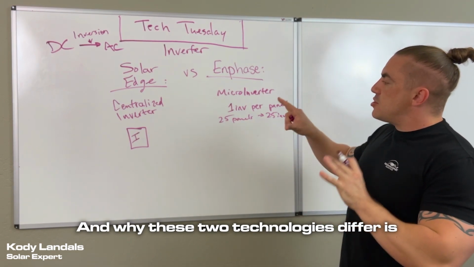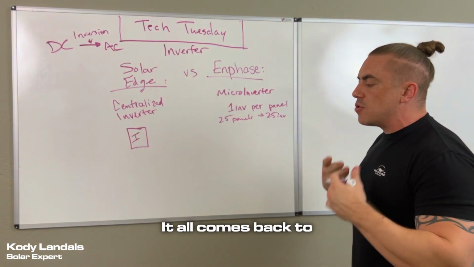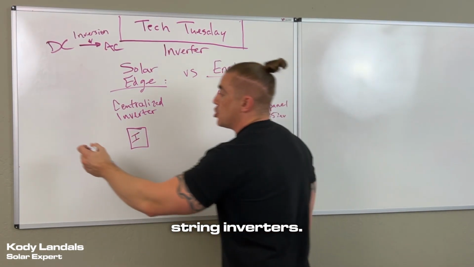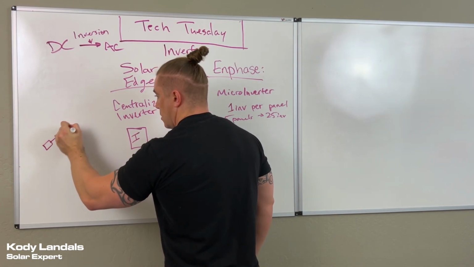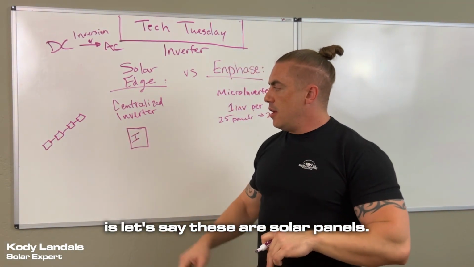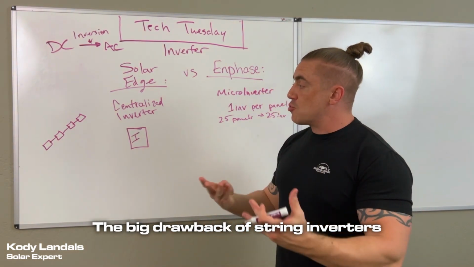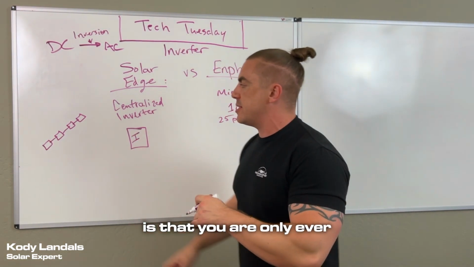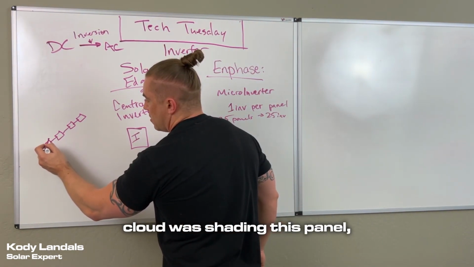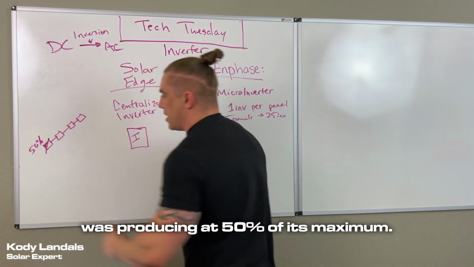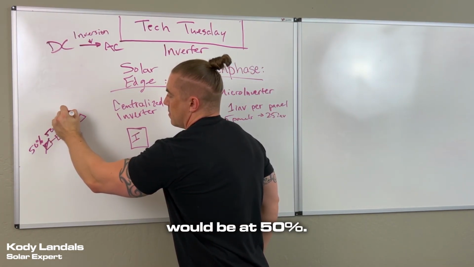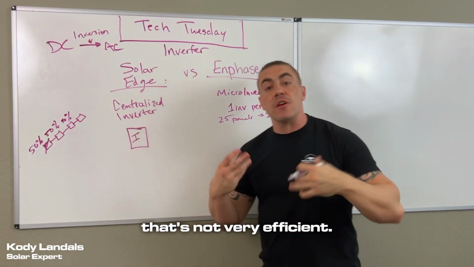Why these two technologies differ is that they both were trying to solve a problem with the original solar technology, which had string inverters. Let's say these are solar panels, connected in a string. The big drawback of string inverters in the old technology is that you were only ever as strong as your weakest link. So let's say a cloud was shading this panel, and this panel was producing at 50% of its maximum. All the rest of these panels would be at 50%. As you can imagine, that's not very efficient.